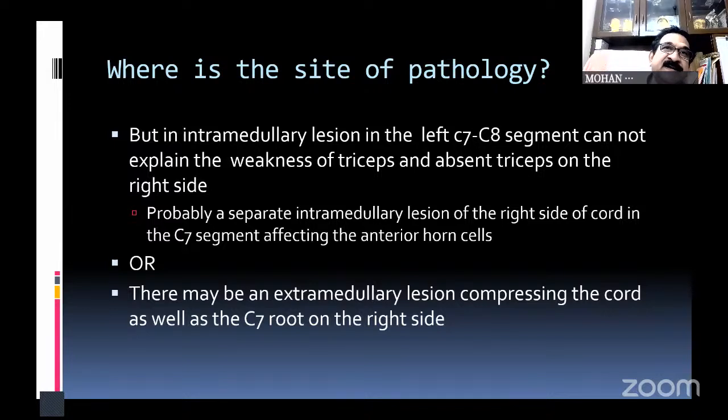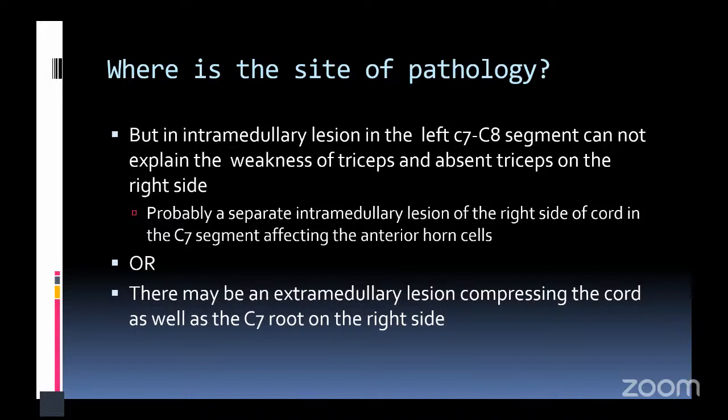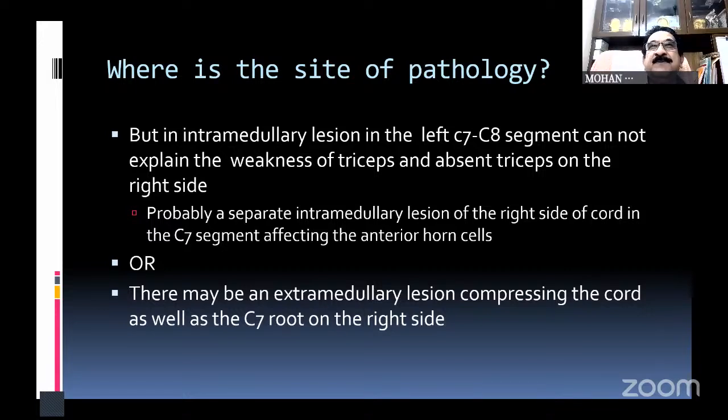Because we have to explain the right triceps weakness. That lesion may be intramedullary on the right side or extramedullary. That we can't say. Sir, the wasting is out of proportion to the weakness, no, sir? Right side, right triceps. Yeah, that we can say, but you can have more than 50% wasting with normal power. The wasting alone will not say that wasting is out of proportion to the weakness.